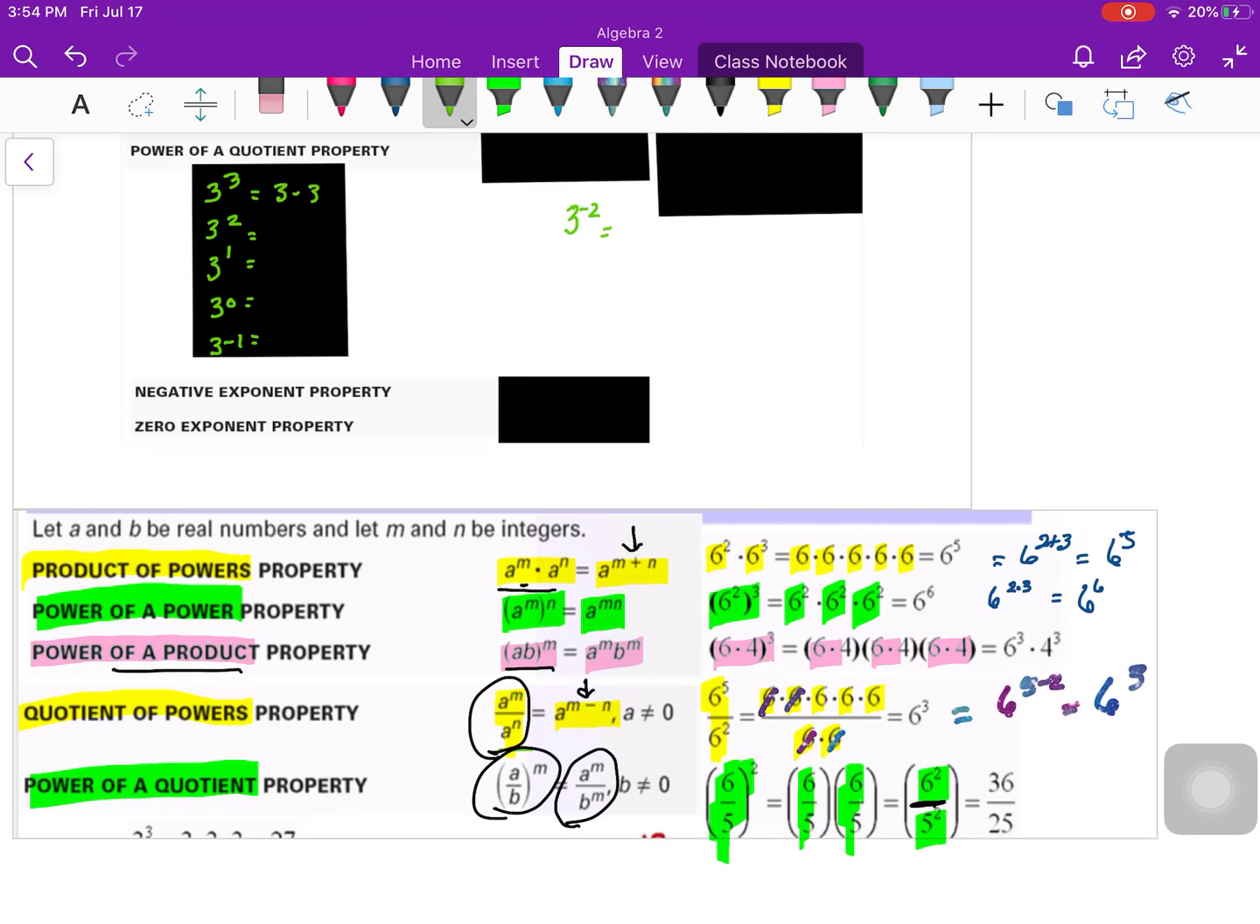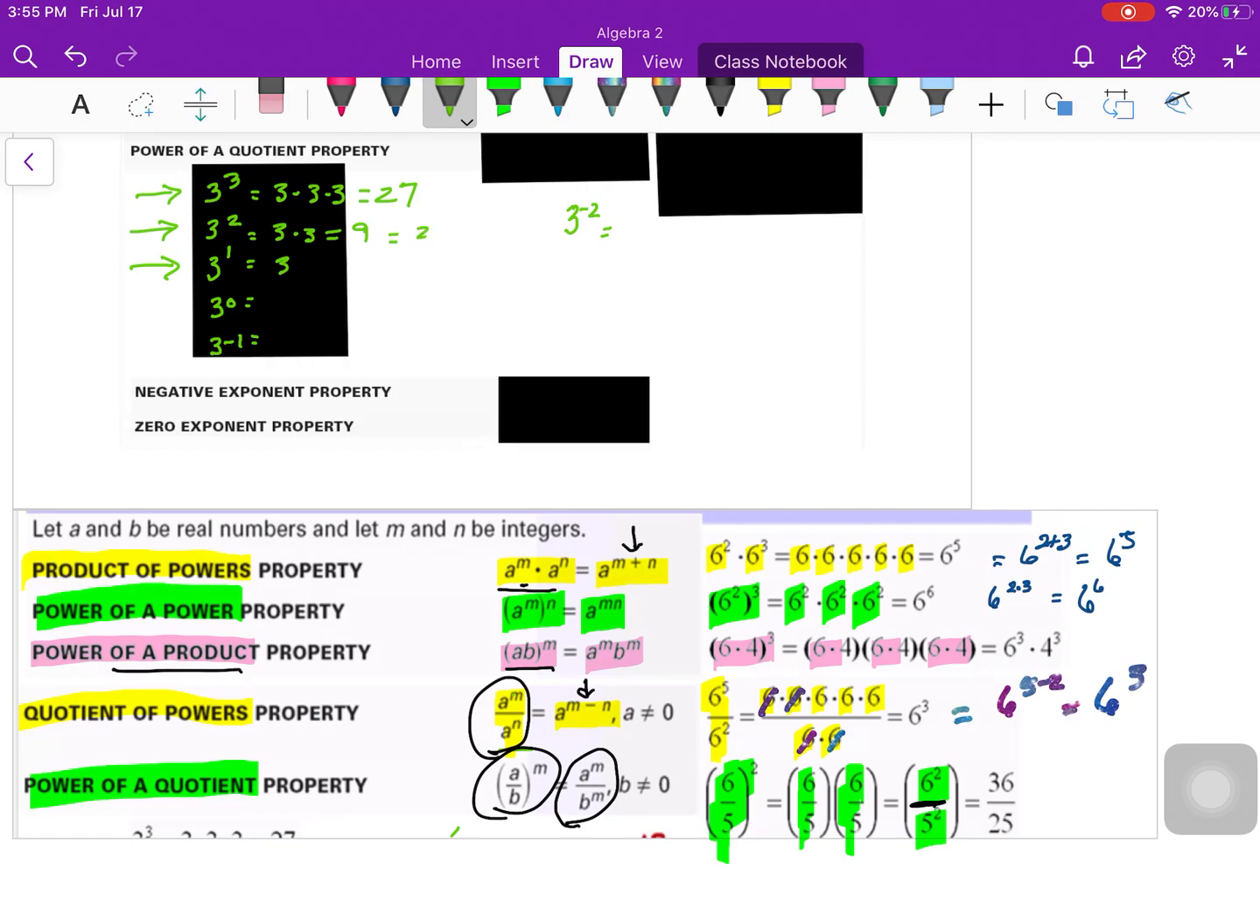All right, now let's take a few minutes and let's just examine this. What is 3 cubed? Well, 3 cubed means 3 times 3 times 3, which would be 27. 3 squared would mean 3 times 3, which is 9. 3 to the 1 is 3. What did I do to go down a power each time?